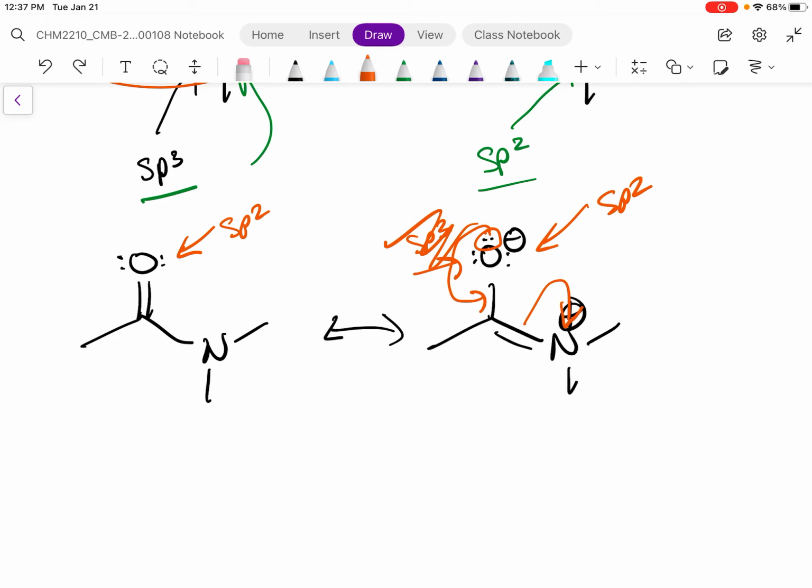Okay? So what you have to be aware of is identifying, are the electrons localized or delocalized? You need to be able to look at a structure and ask, is there a resonance structure? All right? Question.